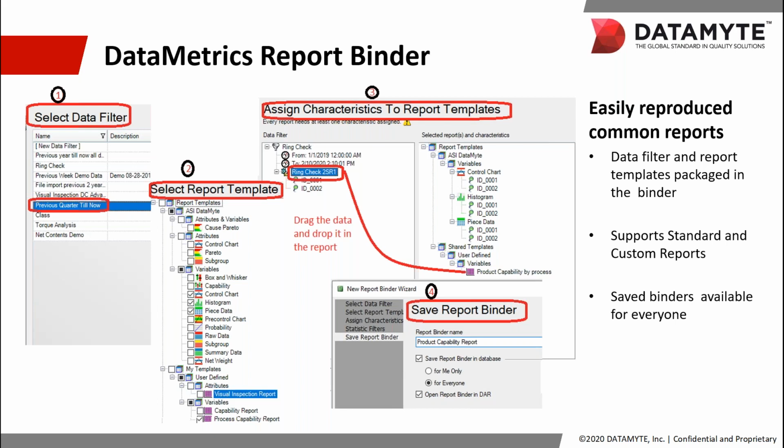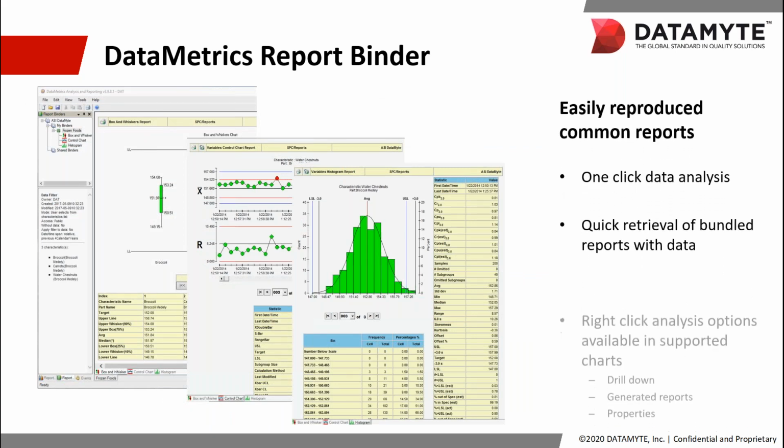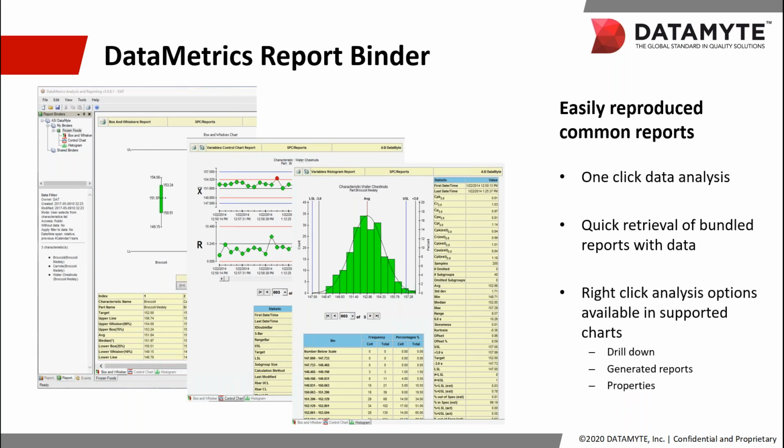You must add characteristics to reports. You can add all of your characteristics to each report or just a subset as required. Each report has to have at least one characteristic. Finally, you name and save the report. Those options are for me only or for anyone. Once saved, your report will launch and be ready for analysis. Reports launch in one click with all the interactive capability of the reports at your fingertips.